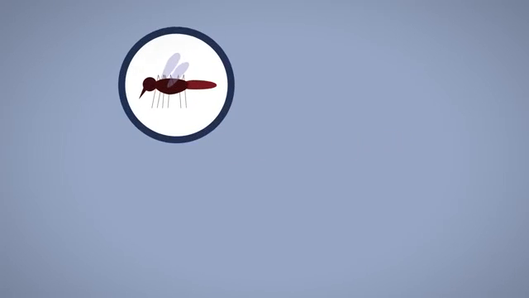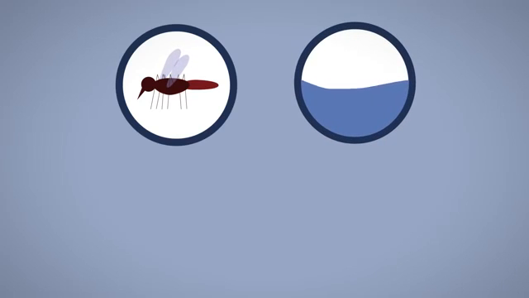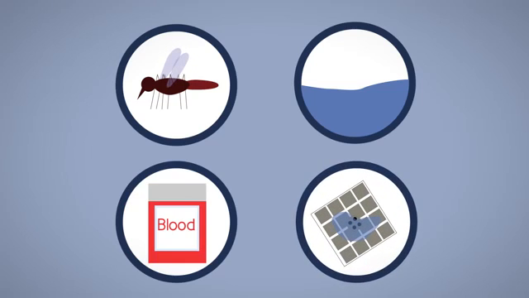So, malaria is transmitted by mosquitoes, whereas cholera is a waterborne disease. HIV is transmitted through bodily fluids, and athlete's foot is transmitted by direct contact.